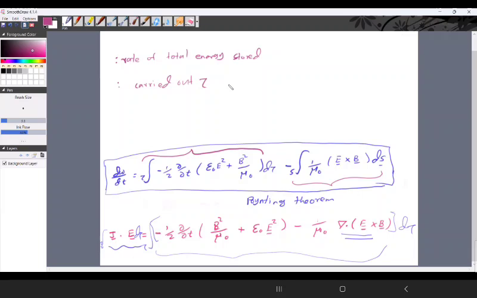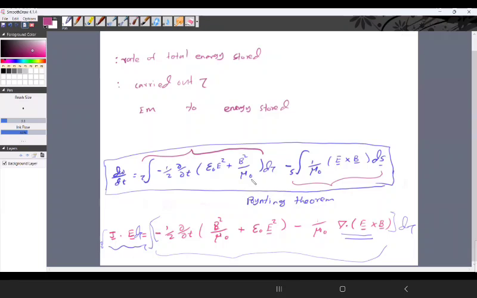Okay, write down in the next line. The Poynting theorem says that the work done on the charge by the electromagnetic force is equal to the decrease in energy stored in the field. We have a minus notation here, so this will be a decrease.